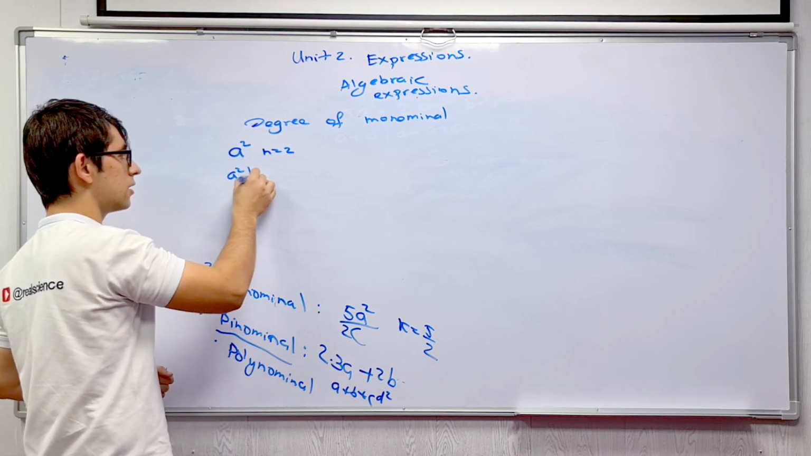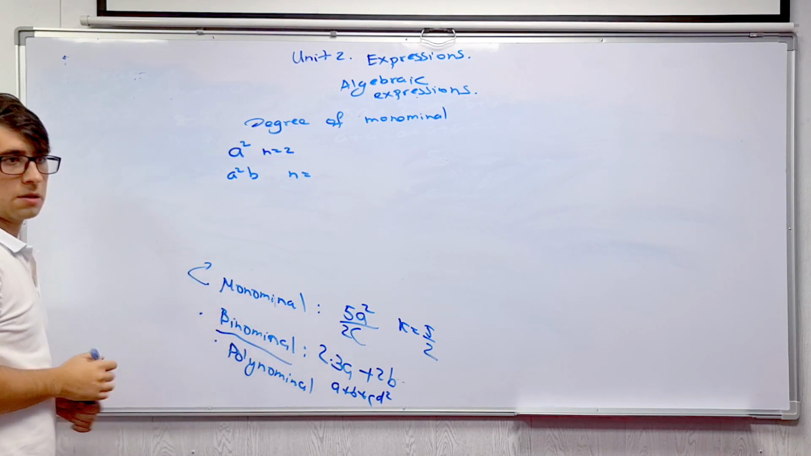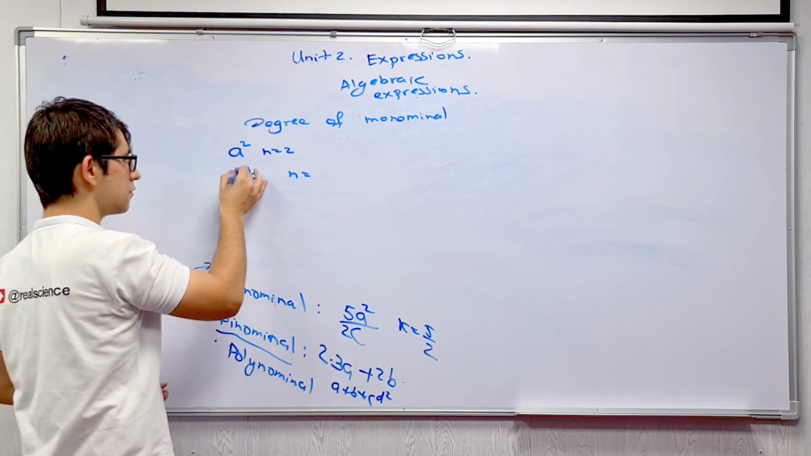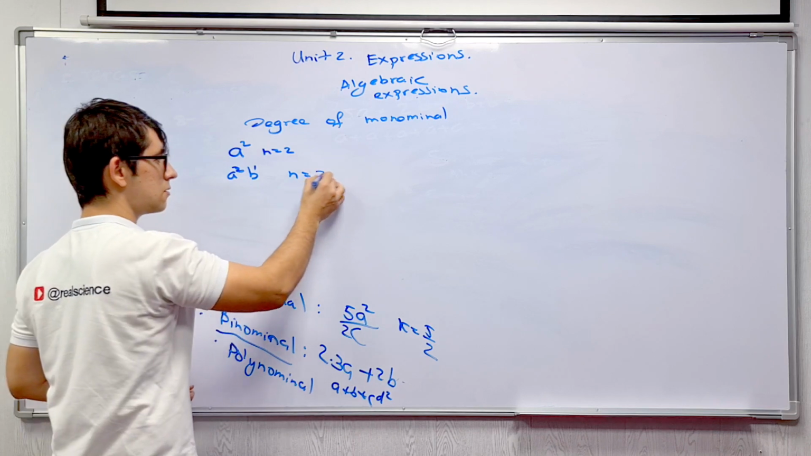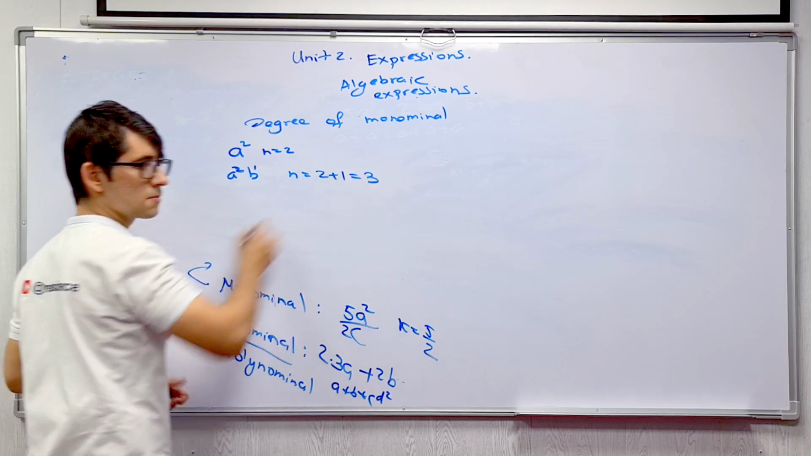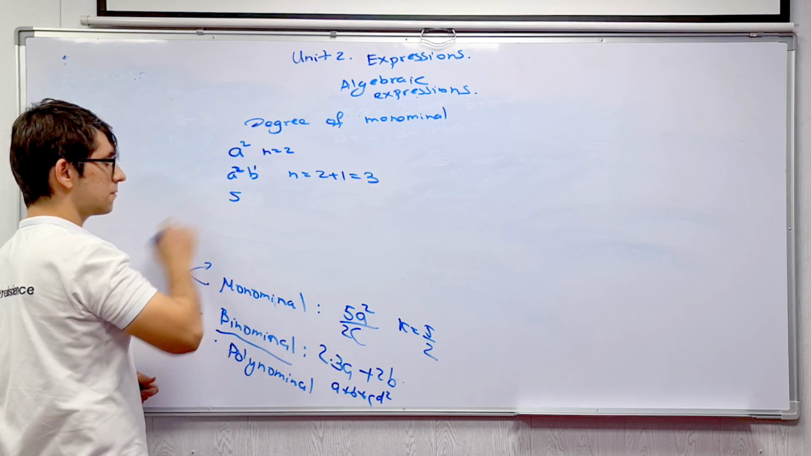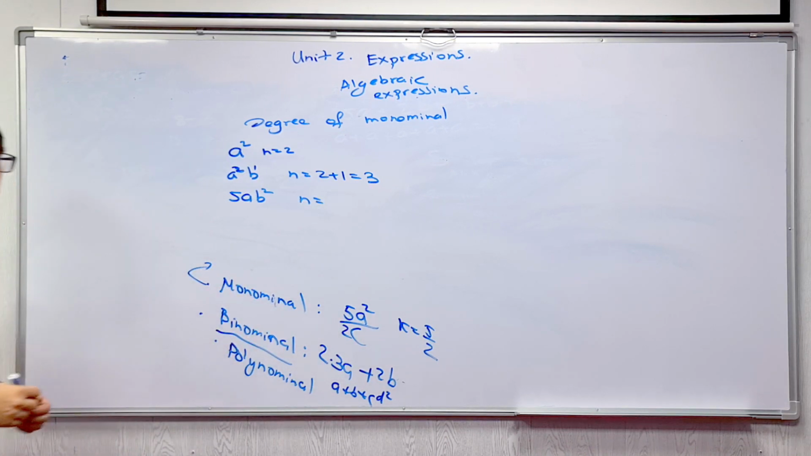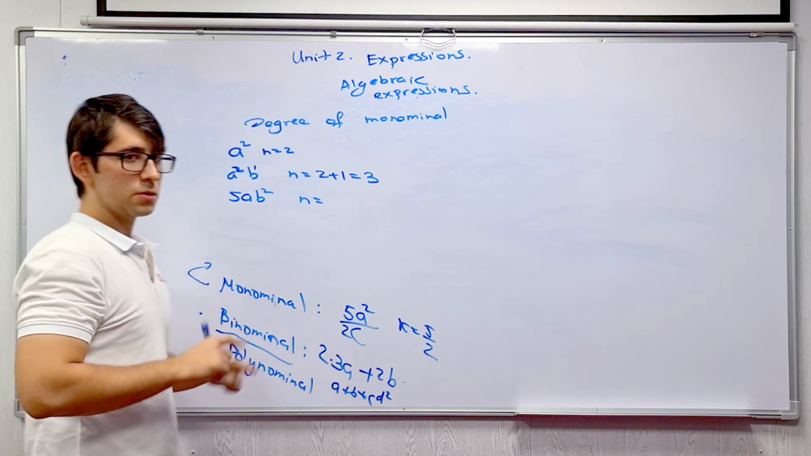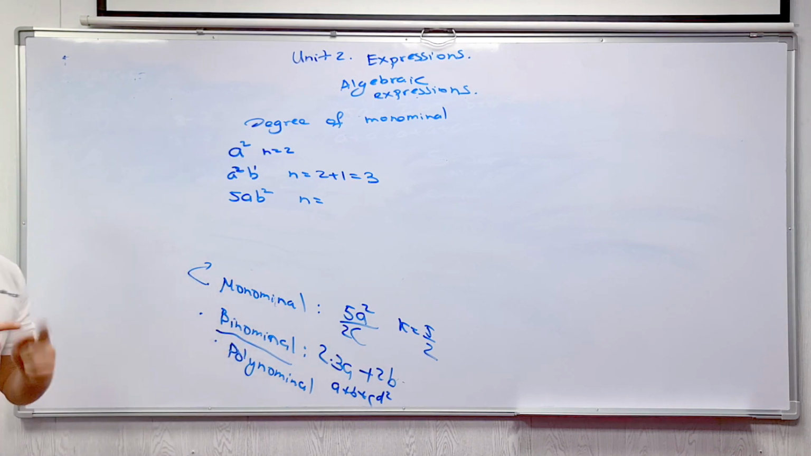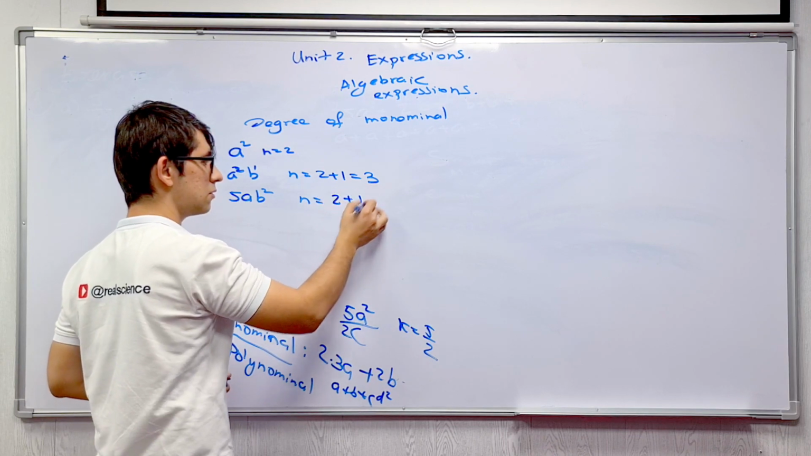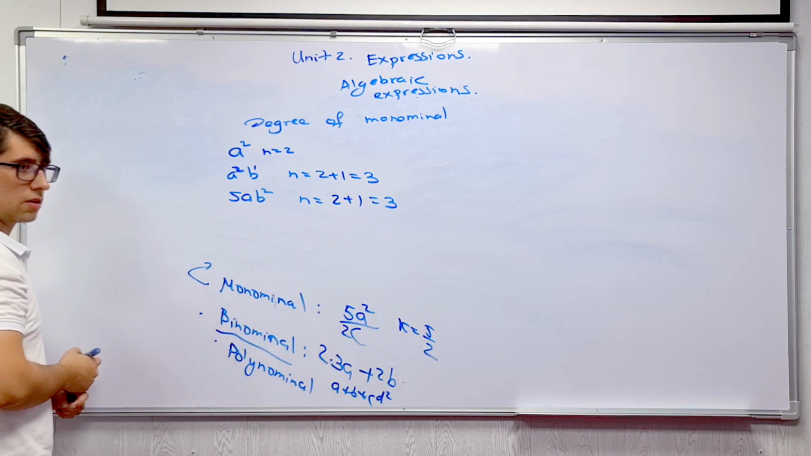For a squared b, what is the power here? 2 and 1, so 3. It is 3, because you are adding their powers: 2 plus 1 equals 3. For 5ab squared, what is the degree of this monomial? You only take the powers of the letters, so again 1 plus 2, which is equal to 3.